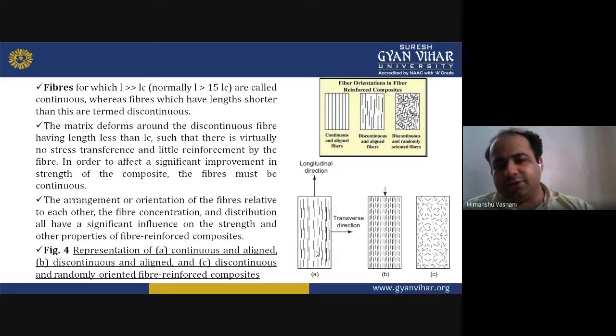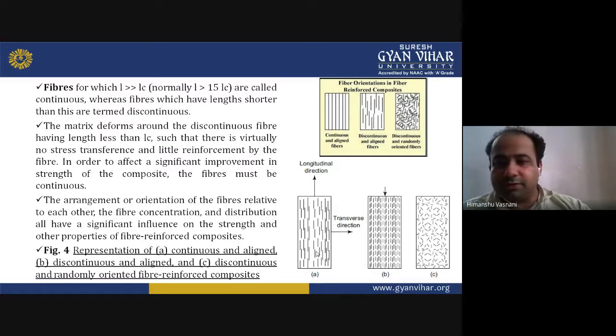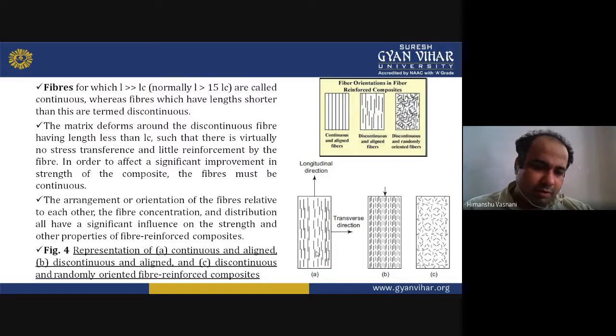The arrangement or orientation of the fibers relative to each other, the fiber concentration and distribution all have a significant influence on the strength and properties of fiber reinforced composites. In the diagram at the bottom, A is continuous and aligned, with a direction shown. In B you have discontinuous and aligned. And the third is discontinuous and randomly oriented fiber reinforced composites.